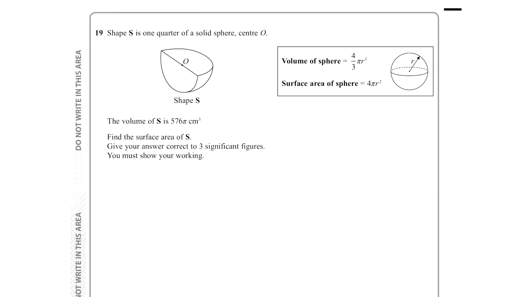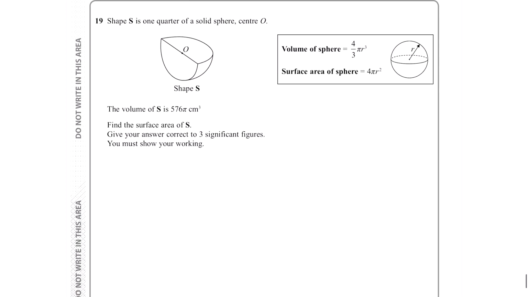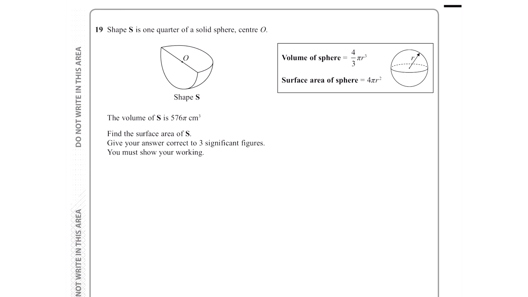Next one: shape S is 1/4 of a solid sphere with a center O. The volume of S is 576 pi centimeters cubed. Find the surface area of S. Give your answer correct to 3 significant figures. You must show your working. Okay, we've been given the volume, but it's asking us for the surface area. So we need to work out, in order for these formulas that they've given us on the right to work, we need the radius. So let's start with the volume and see if that can get us a radius.